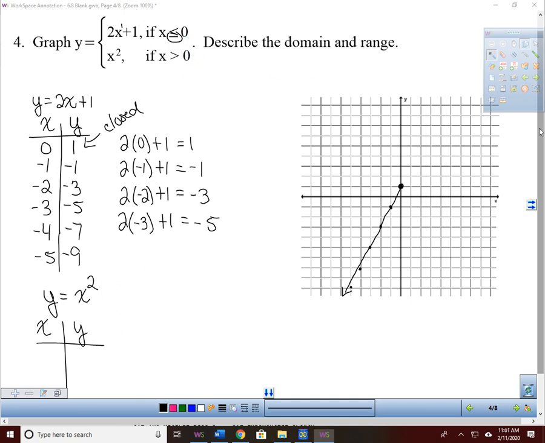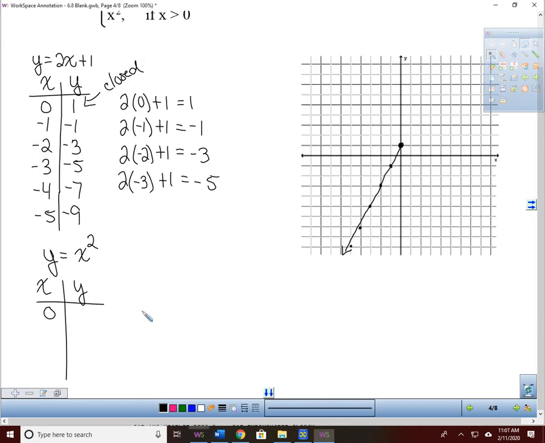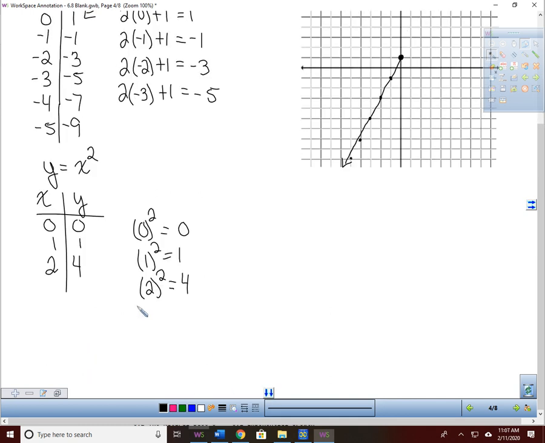So I'm going to start with 0. 0 squared is equal to 0. And then I'm going to choose numbers that are bigger than 0. So 1. 1 squared is 1. 2 squared is 4. So when I plug in 2, I get 4. All right, 3 squared is 9. So when I plug in 3, I get 9. If I do 4, I'm going to get 16, and that's way off my graph.